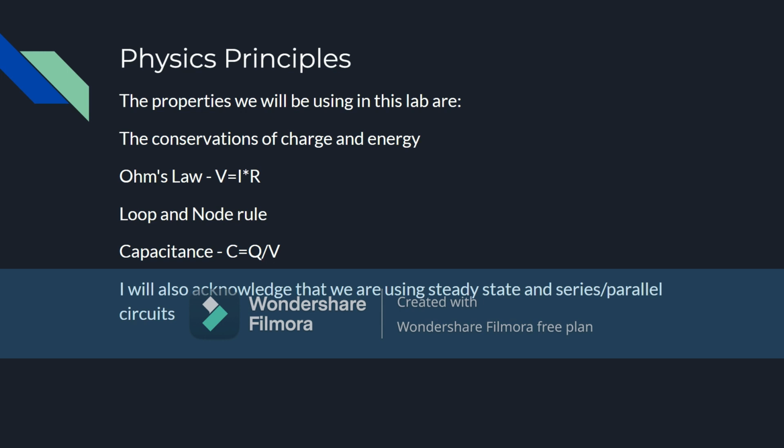Physics principles. The properties we will be using in this lab are the conservation of charge and energy, Ohm's law of voltage equals current times resistance, loop and node rule, capacitance, which is capacitance equals charge over voltage. I will acknowledge that we are using steady state and series/parallel circuits.